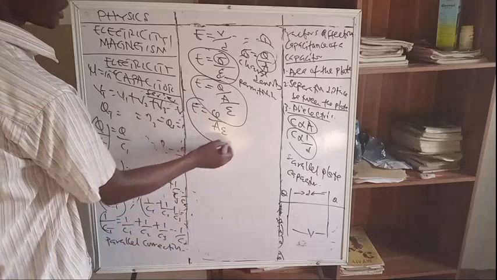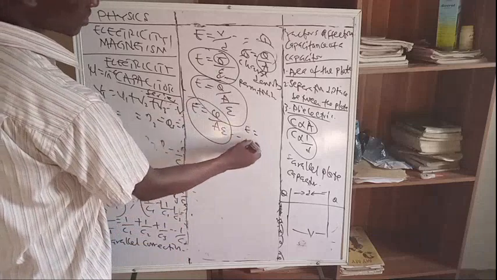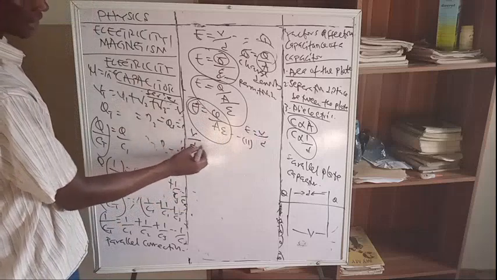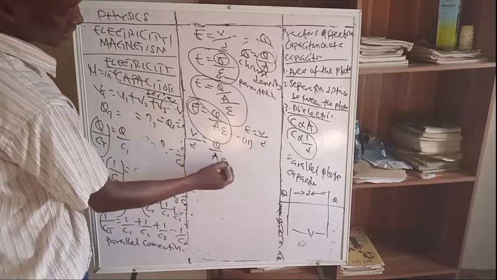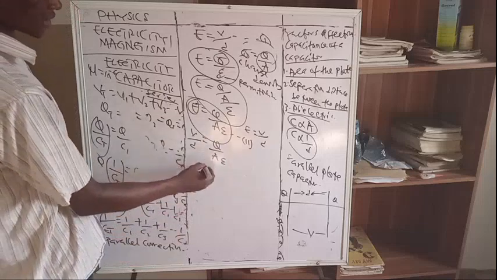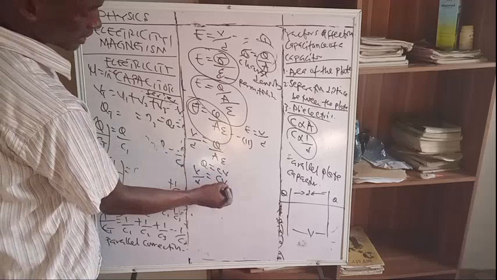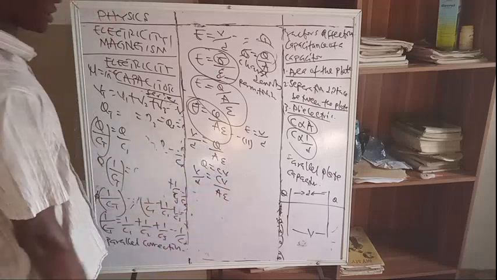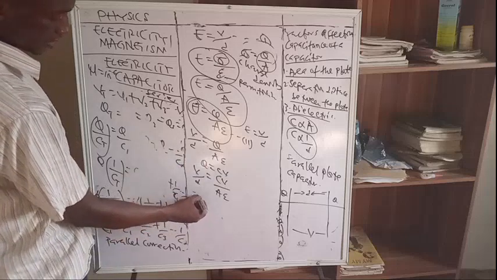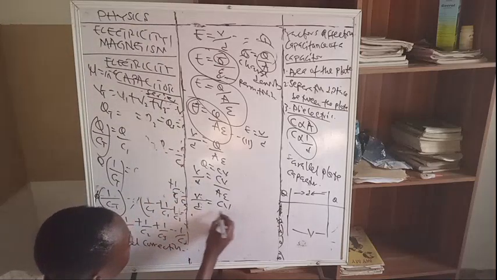So if E is equal to Q over A Epsilon, then what is your E? From equation 1, we said E is equal to V over distance apart. Then V over distance apart is equal to Q over A Epsilon. We can also rearrange it. Then what is Q? Q is equal to CV. So V over D is equal to, anywhere you see Q, write CV over A Epsilon. Our V can go with V if you cross multiply. So V over D is equal to CV over A Epsilon.